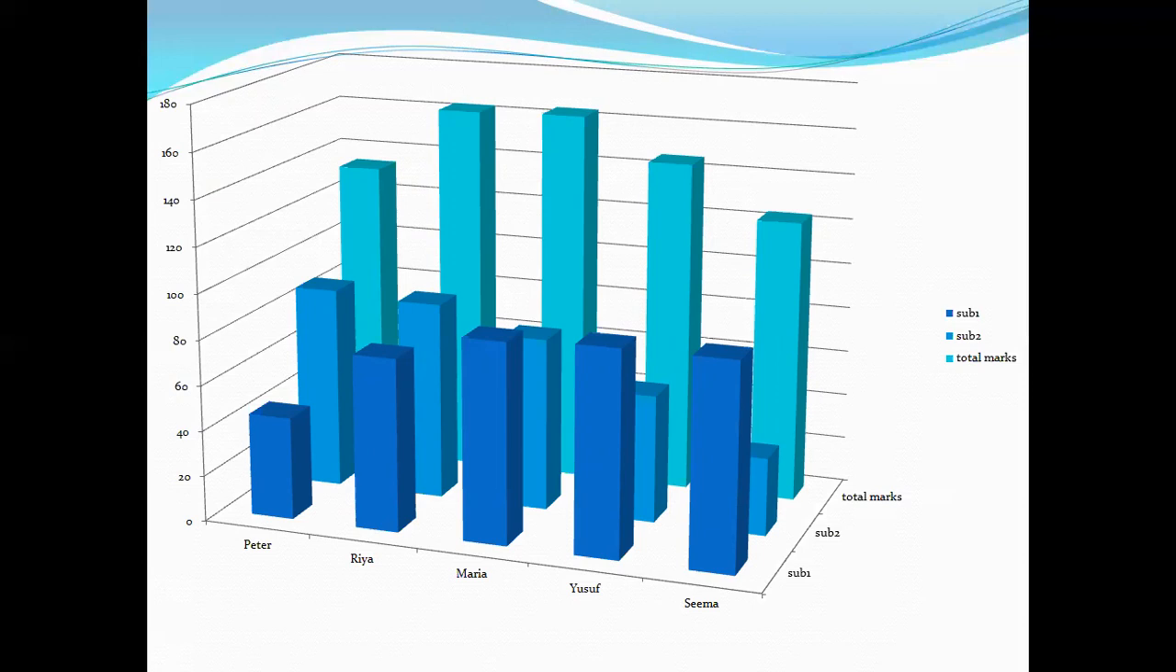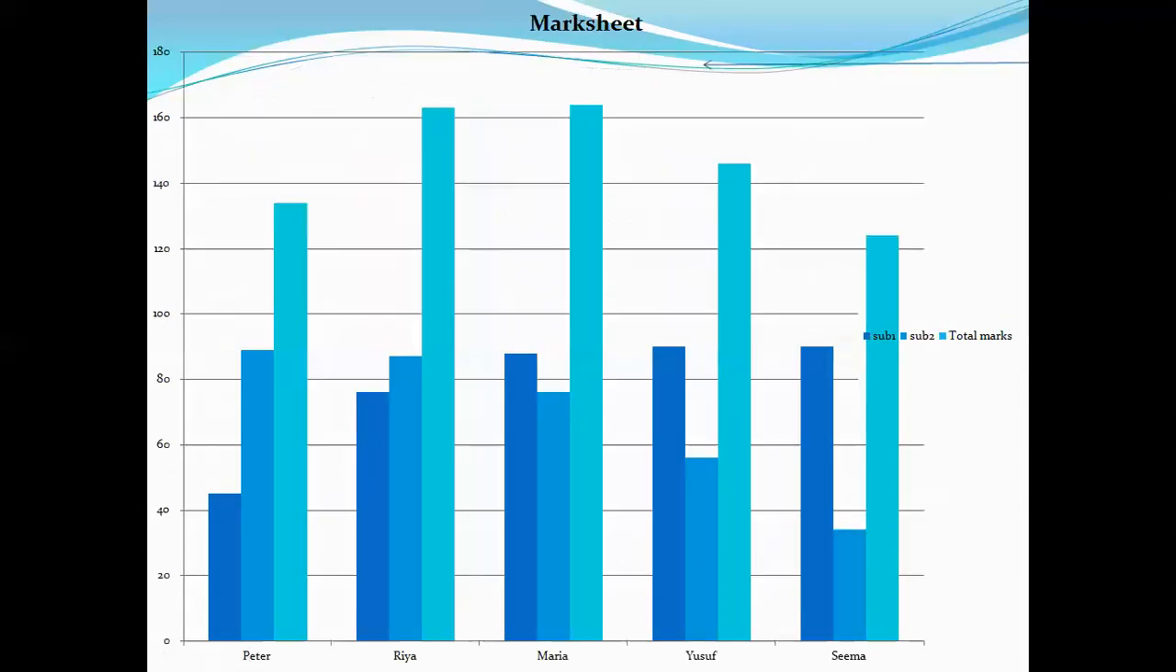It is a rectangular rod-like thing. So you can see the legend is there on the right side, and again I have shown you subject 1, subject 2, and total marks. Okay, so you can see that it is a 2D column chart.